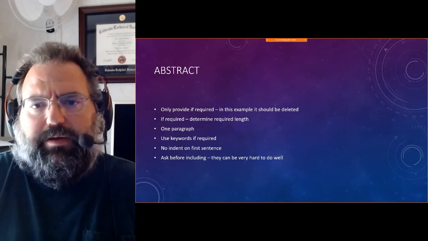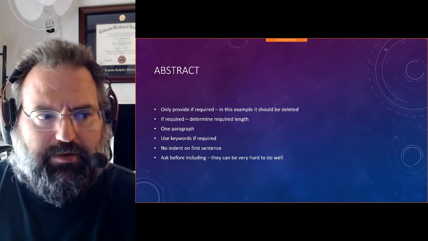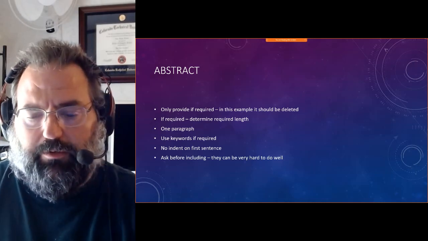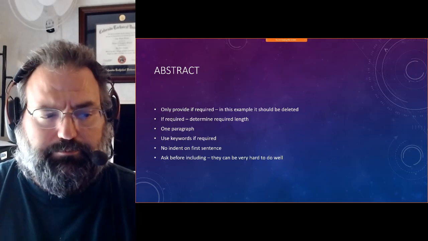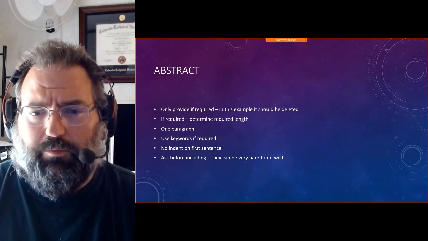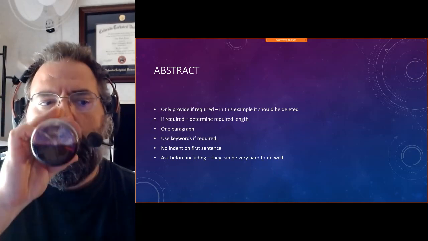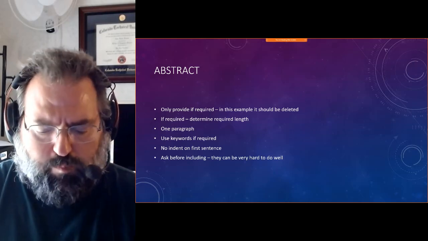Another piece that you may see sometimes in APA papers is an abstract. You'll see them in a lot of journal articles that you review as well, but generally speaking, you don't need to write one.